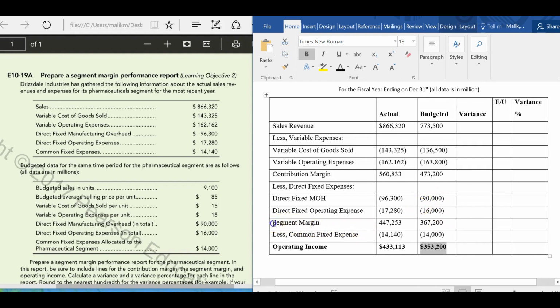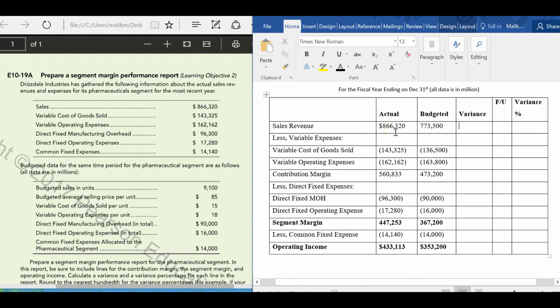Now what we need to do is compare the actual performance against the budgeted performance. The difference we'll identify first, and we will call it variance, and then we'll check whether it's a favorable or unfavorable one. So first let's find the difference. Let's do the actual minus budgeted for all these items. But remember, you don't need to worry about the sign. Don't put any sign, just take the absolute values of those differences.